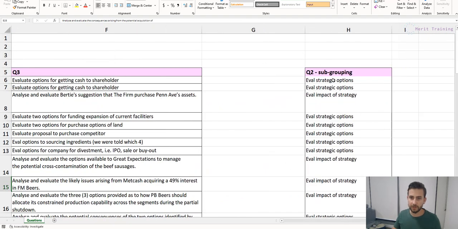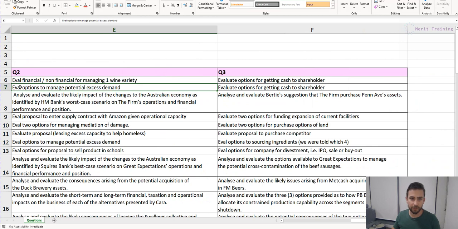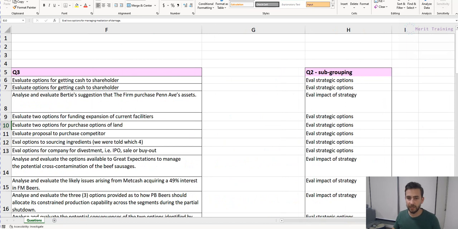So on first look, they seem kind of different, but what if you actually go through and categorize them like this, they either fall into one of these two categories, either evaluating strategic options or evaluate impact of strategy. So for example, this one here is evaluate options. So evaluate options to manage excess demand, evaluate options for mediating damage, evaluating options for proposal to sell products in schools. So they're going to give you 2 different options in the text, and you kind of have to weigh up the pros and cons of each strategy, linking it back to the text. So that's one option, is evaluating strategic options.